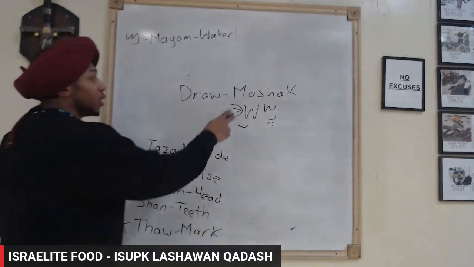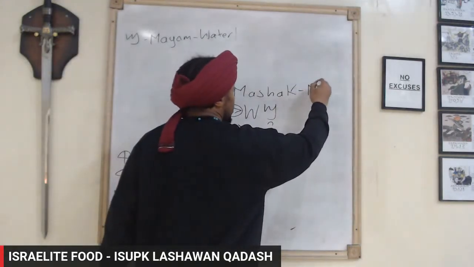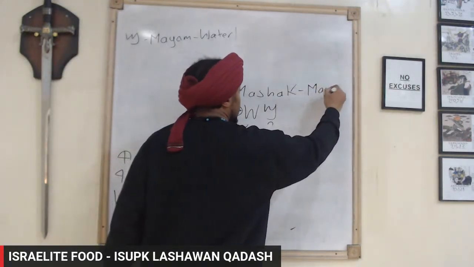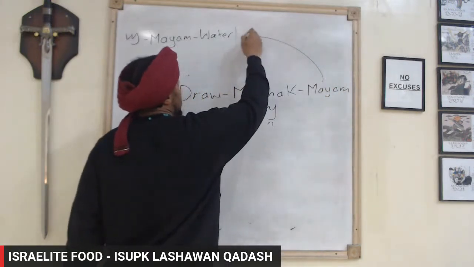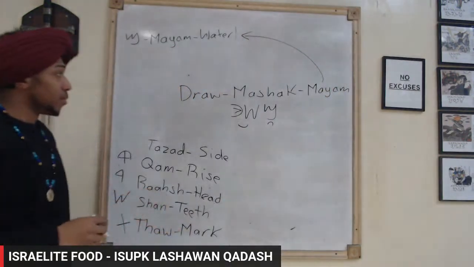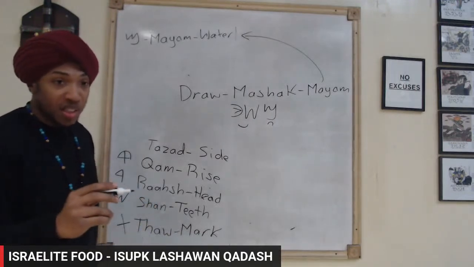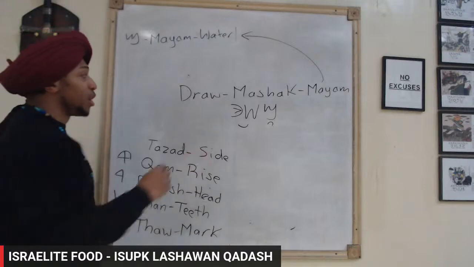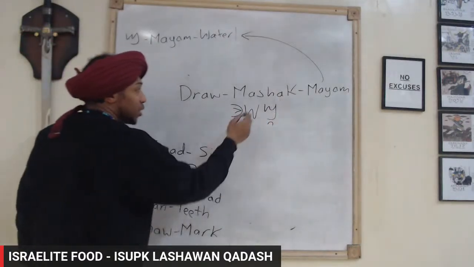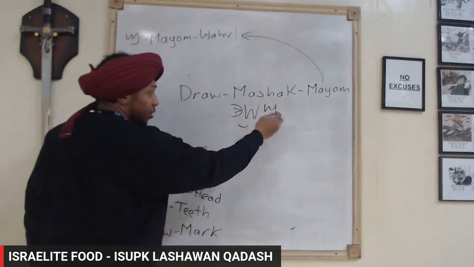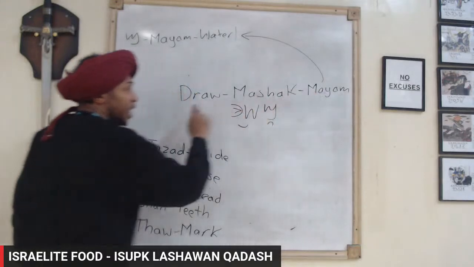Okay, good. So we got Mashak, and then we got Mayam, right? And that mayam is the same mayam right here, which is water, right? Now in Hebrew, when it comes to names, if you're saying a word, you write from right to left. This one right here is this word right here. I'm gonna write this word mayam for water over here now, right?